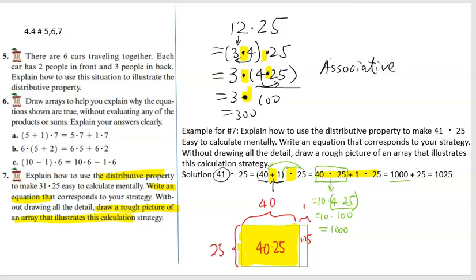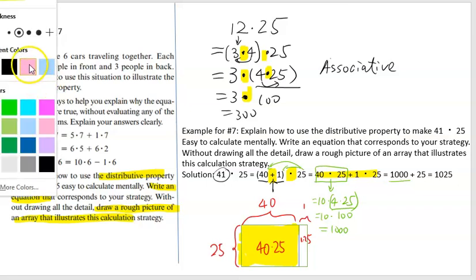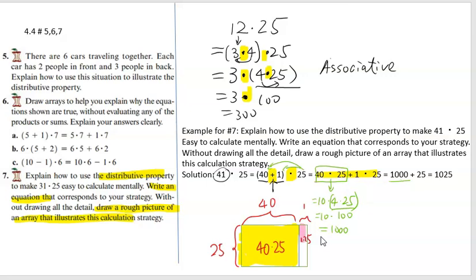And then we are going to do the other part, which is 1 times 25. So each of the yellow part corresponds to 40 times 25, and the pink part corresponds to 1 times 25. When we add it together, that is exactly 25 times 41.